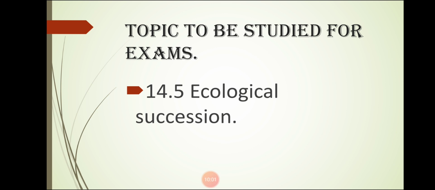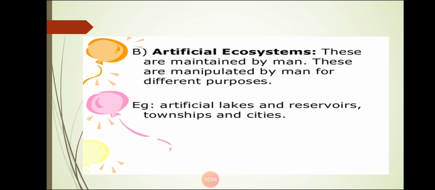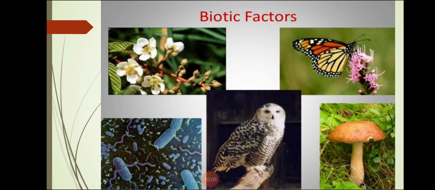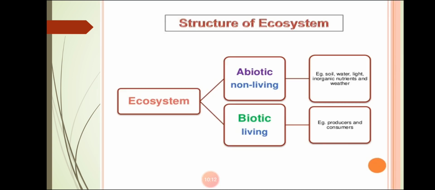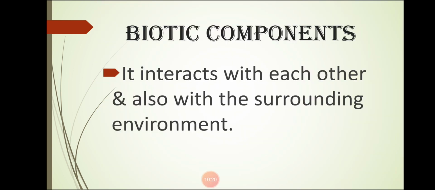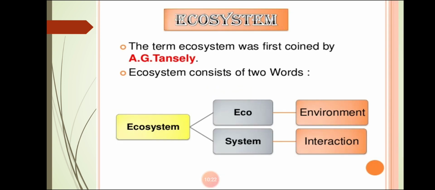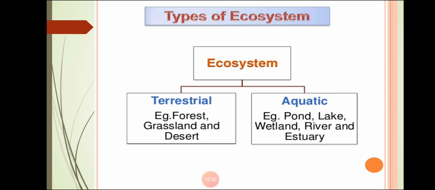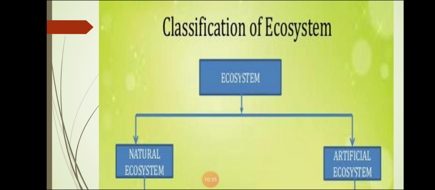So I hope everything is clear. In this introduction, what you have to study is that ecosystem consists of two things, abiotic factors and biotic factors. Then examples of abiotic factors and biotic factors. Then who coined the term ecosystem, that is A.G. Tansley. Then the types of ecosystem, terrestrial and aquatic, and the classification of ecosystem, natural and artificial ecosystem.